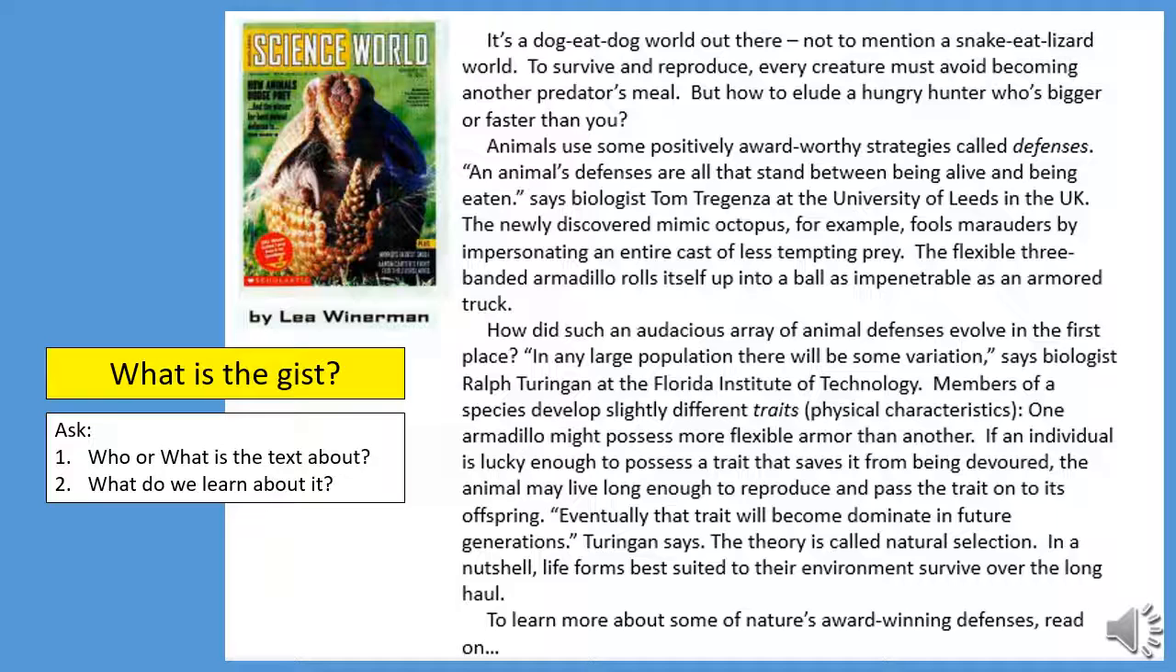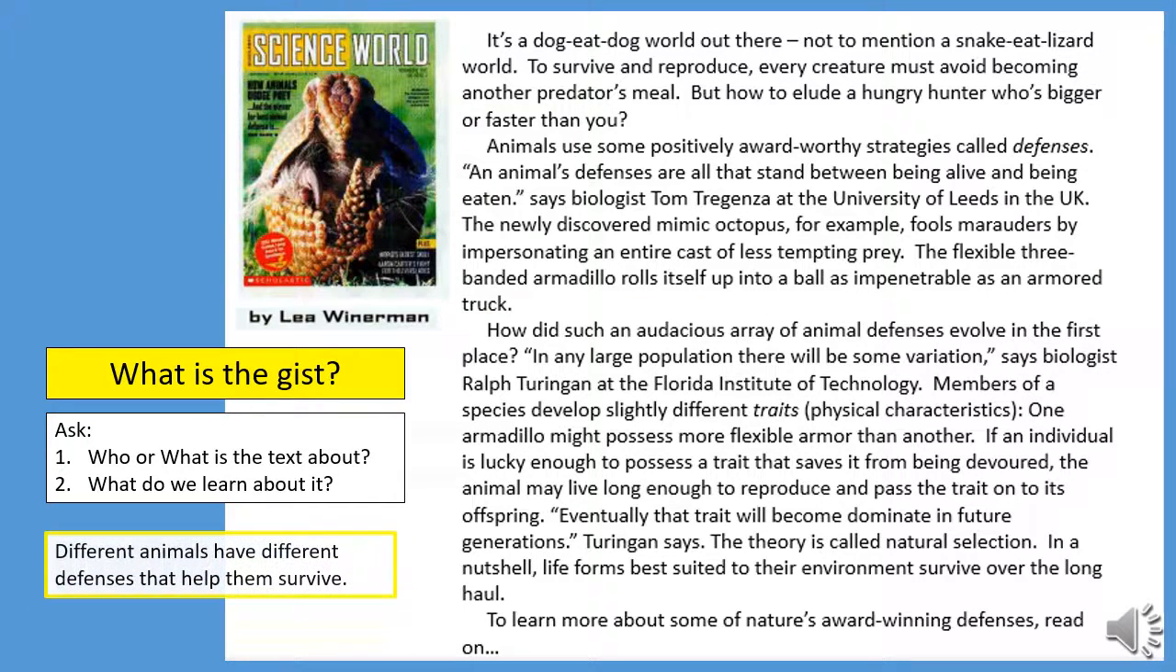And so when we ask who or what is the text about, in this case, we're not going to say just one animal. We're going to say it's about different animals. And what do we learn from this section? It's that different animals have different defenses that help them survive. And so based on that gist, I can tell what the rest of the article is going to be about. Pause the video now to write down this gist statement in your article. You can write it in the margins of the paper.